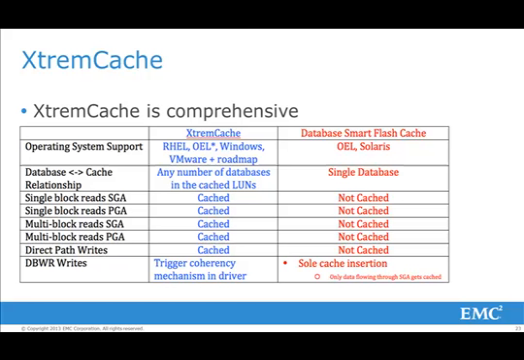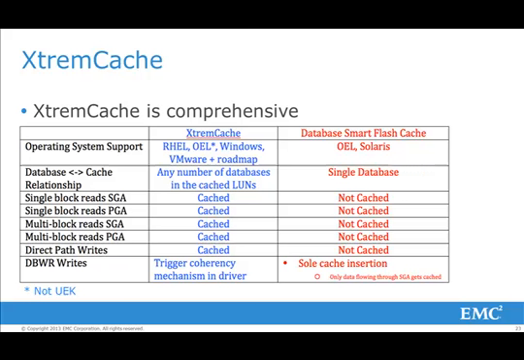Now, under the XtremCache heading, we can see right off the bat that operating system support really matters. See, XtremCache supports Red Hat distributions as well as OEL, although not the Unbreakable Enterprise kernel just yet. So Red Hat Enterprise Linux, OEL, Windows, VMware, plus there's a roadmap, whereas Database Smart Flash Cache really is only OEL and Solaris.